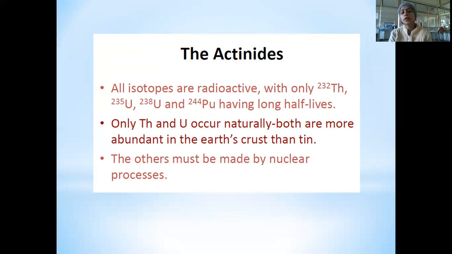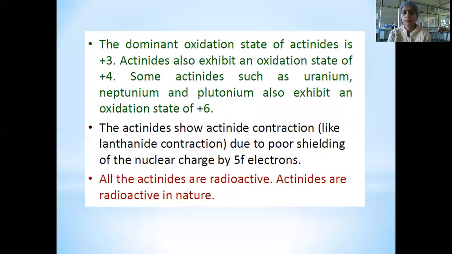Now, only thorium and uranium occur naturally. Both are more abundant in the Earth's crust than tin. And the others must be made by nuclear processes. So all the other actinides are actually made by nuclear processes. They are not natural. Only thorium and uranium occur naturally.